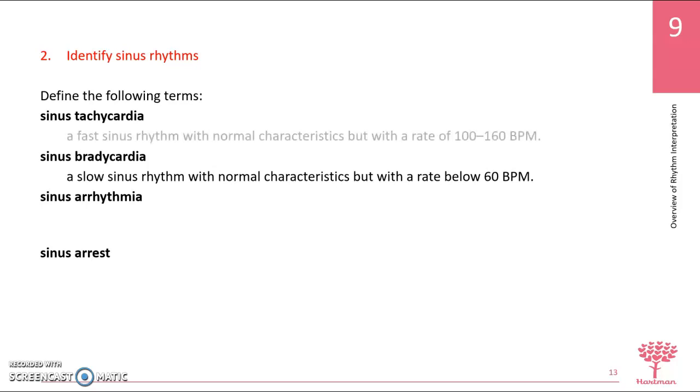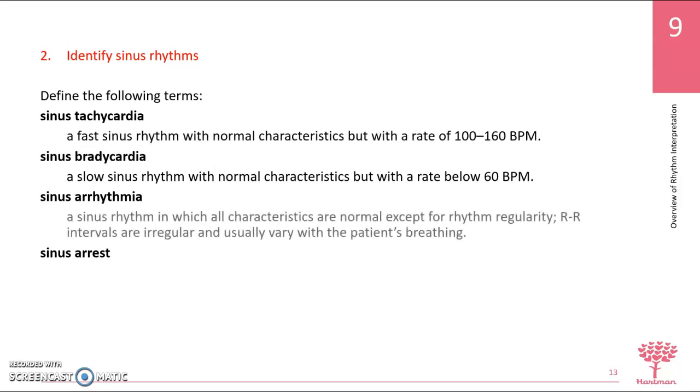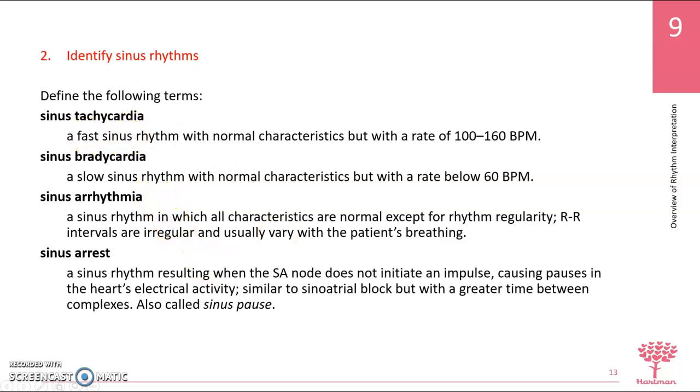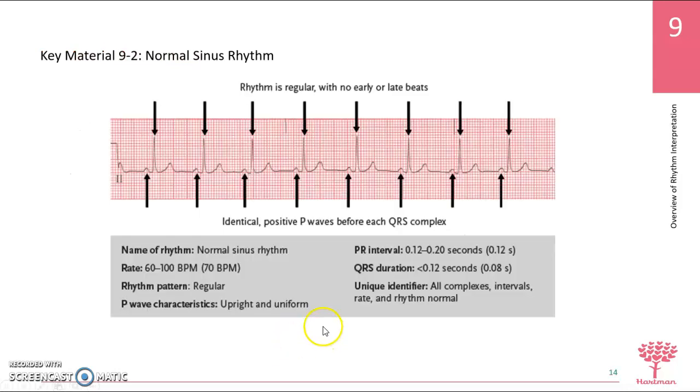So sinus, tachycardia, bradycardia, arrhythmia, and arrest. Remember, sinus means that it starts at the SA node like it's supposed to. Tachycardia is fast, bradycardia is slow. Arrhythmia means it's not equal. You're getting a couple beats in a row that are normal, and then you get a little pause. Arrest means that it actually stops for a period of time and then pops back up again. We're going to look at what these look like.